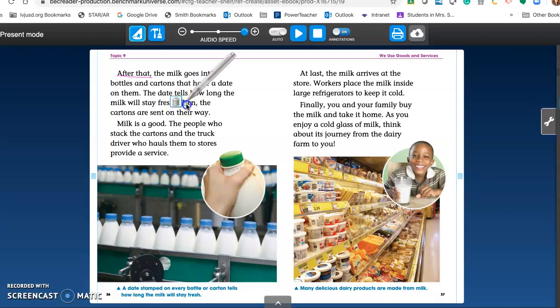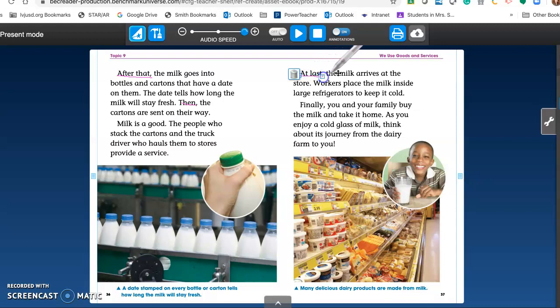Then the cartons are sent on their way. Milk is a good. The people who stack the cartons and the truck driver who hauls them to stores provide a service. At last, the milk arrives at the store.